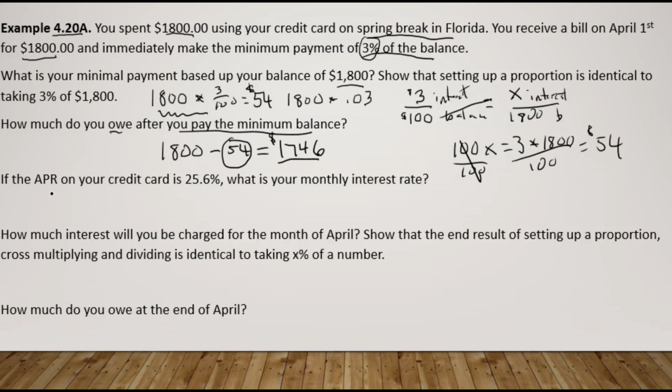The APR, which means, and this is an important word, right? It's the annual percentage rate. So an annual percentage rate of 25.6, just to review, means that for every $100 you borrow, you're going to pay $25.60 per year. So if you borrow $300, you would pay 3 times that.